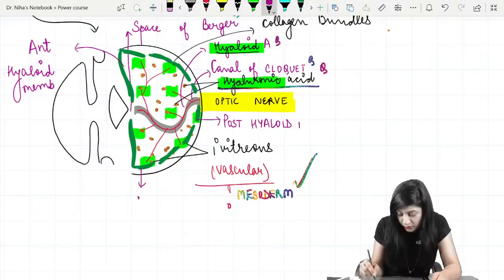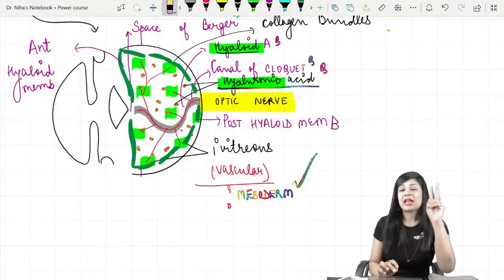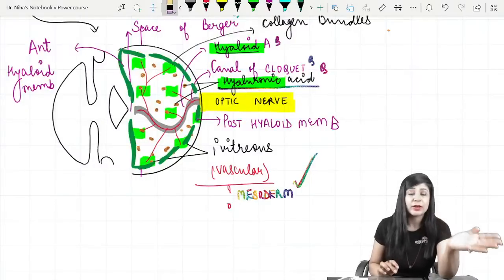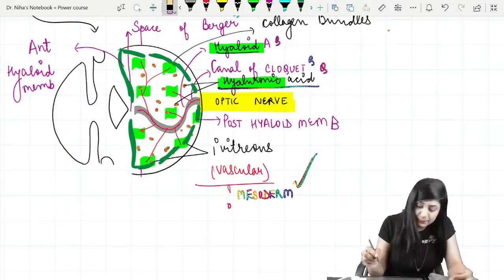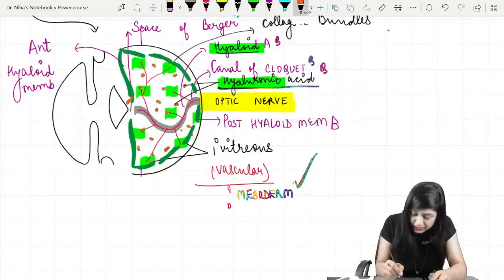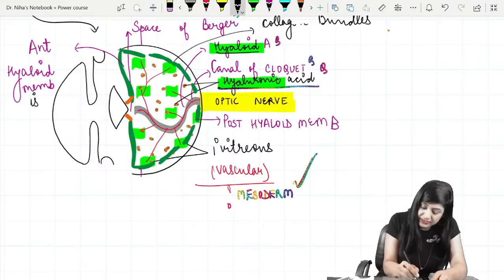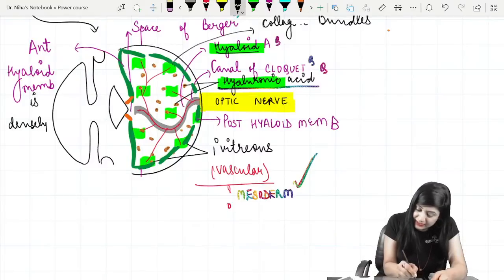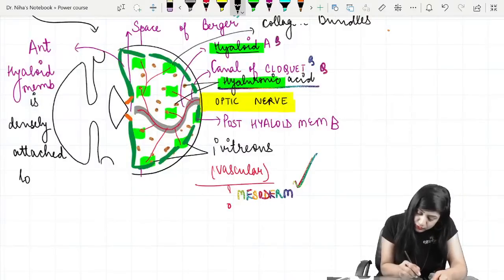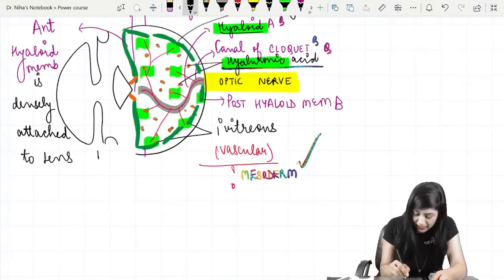That is why I always ask you to draw the big diagram, because space is very, very less for you to do the labeling. So I have two membranes, anterior hyaloid, posterior hyaloid. Now what happens? Anterior is connected by a ligament here. It is densely attached. So the anterior hyaloid membrane is densely attached to the lens by a ligament.